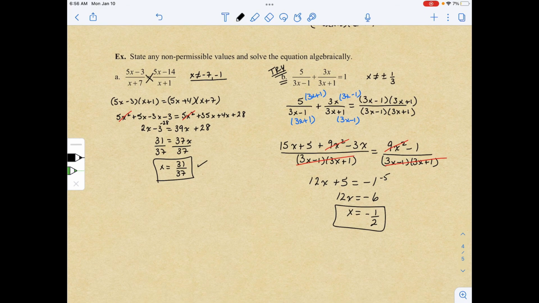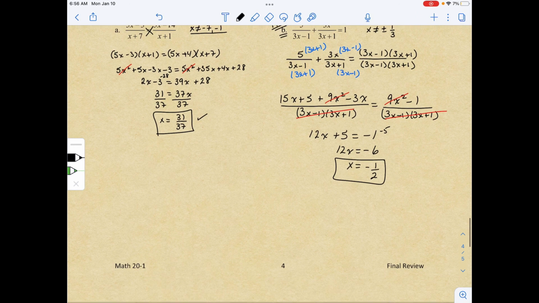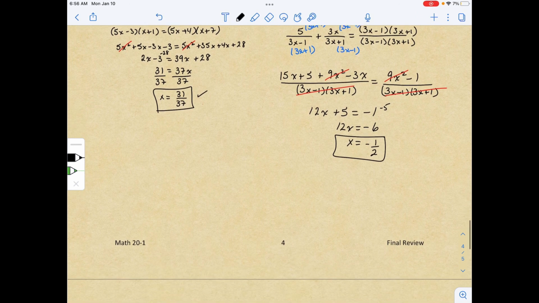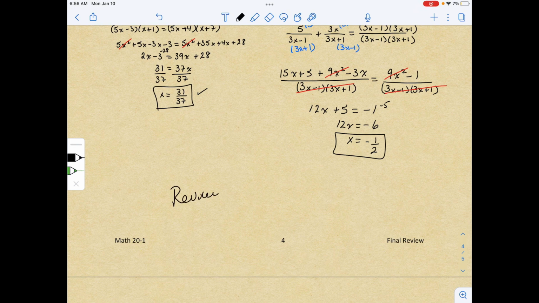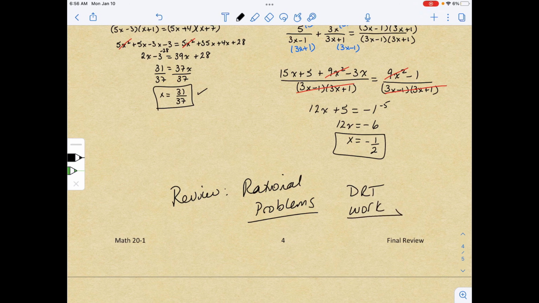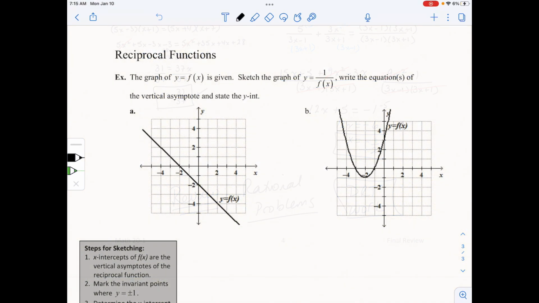All right, so there's the review for rational expressions. Note in this final review, it's kind of a skeletal review. Make sure that you review on your own the rational problems, the distance, rate, time, and the work problems. There are a few review questions there in your review package at the end of your rational notes. So good luck with that. Let's look at the reciprocal on a separate video.